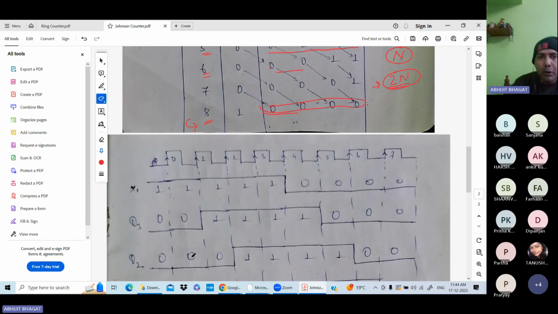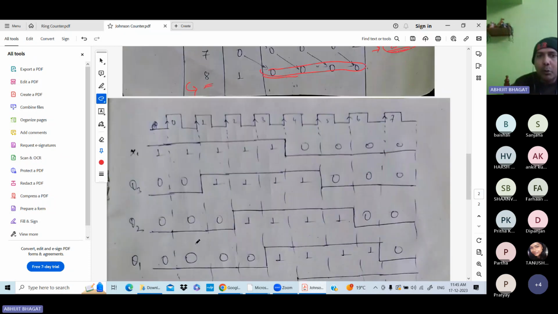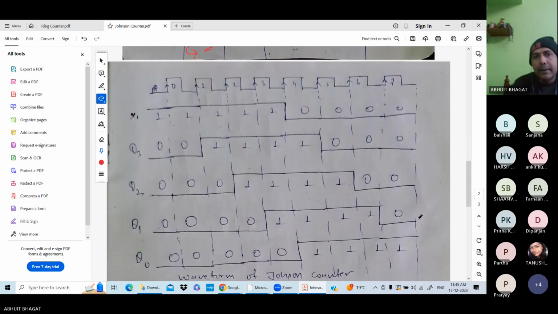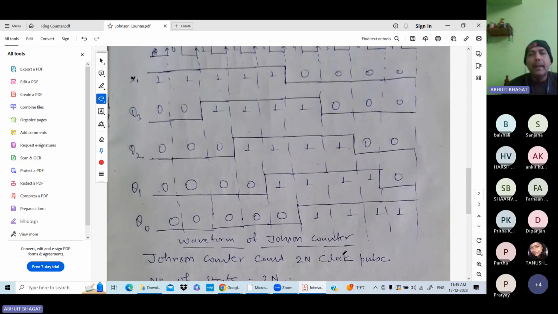Same for Q2. You can see at clock 0 it is 0, clock 1 it is 0. From clock 2 it is 1. Before that it is 0. From clock 2 to clock 5 it is 1. After that it is again 0. Clear or not? Same way you can draw the waveform for Q1 and Q0 as discussed in the table. Clear?